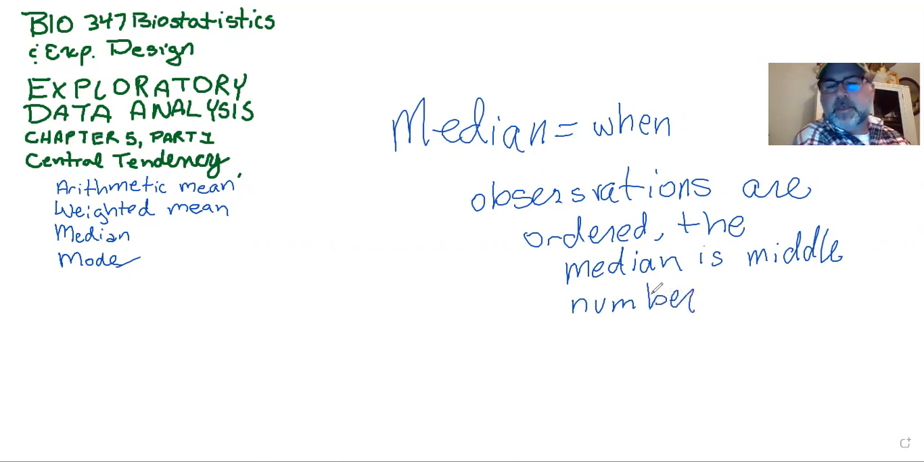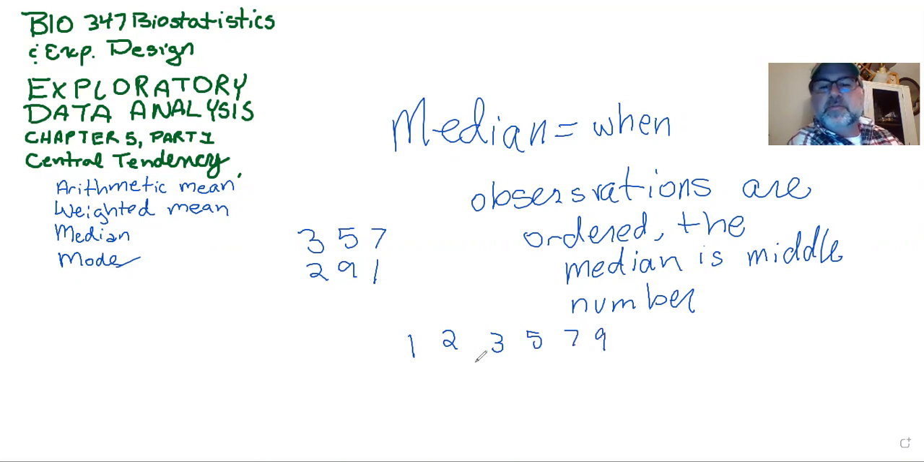Okay. And what I mean by ordered is, let's say our observations are 3, 5, 7, 2, 9, 1. It's 1, 2, 3, 5, 7, 9. And so the median would be the middle number, right? So if there was a 4, it'd be 4 here. What you do is, if you have an even number of observations, you can take these two and get the average of these two, and that'll give you the median, okay?